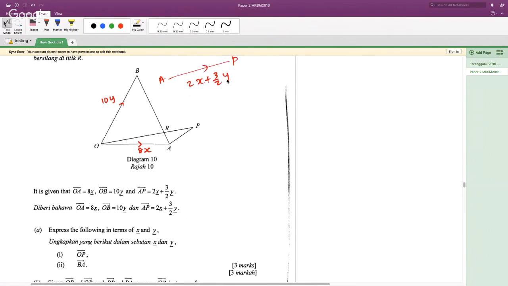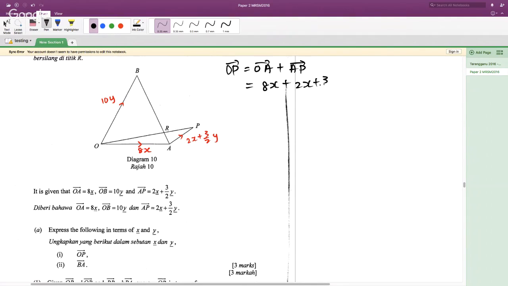Express the following in terms of x and y. I want to find OP. A to P is here, 2x plus 3 over 2y. OP is very easy, that means OA plus AP. OA is 8x plus AP is 2x plus 3 over 2y. It's kind of a bonus mark. So OP is 10x plus 3 over 2y.